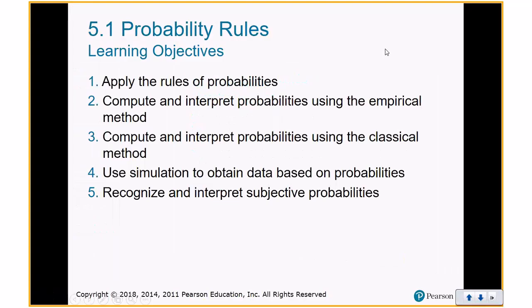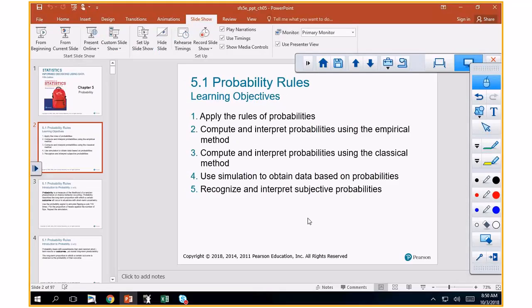So I don't start with this. I start with something else. So let me just pull this up to make sure I cover everything.